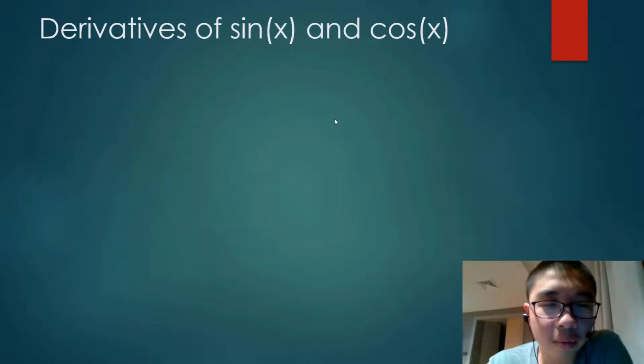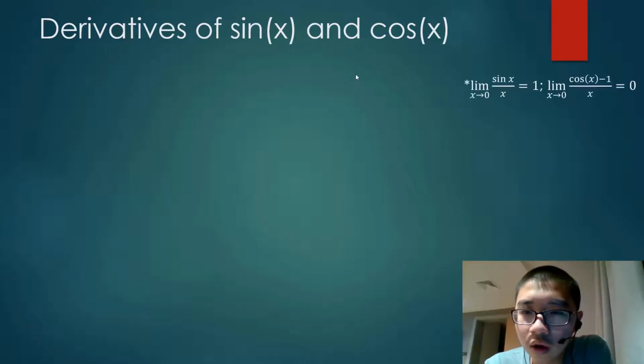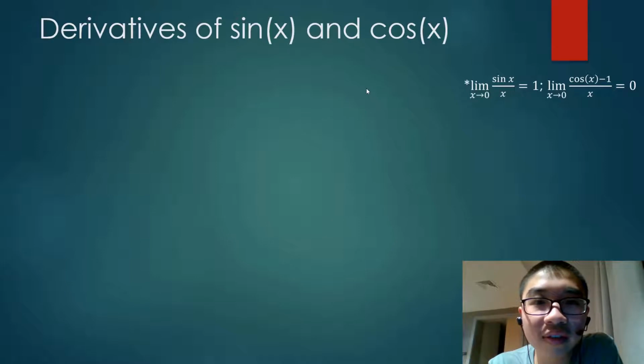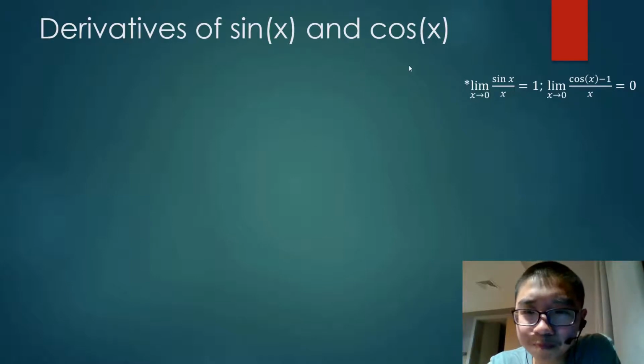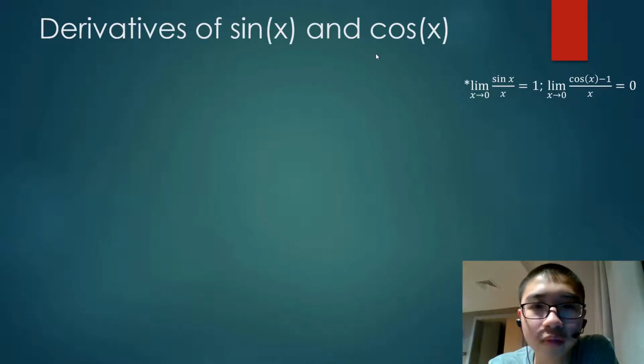So firstly, let's talk about derivatives of sine x and cosine x. We need to know two limits that are really important for us. The first limit is the limit as x goes to 0 of sine x over x is equal to 1. The second limit is the limit as x goes to 0 of cosine x minus 1 over x is equal to 0. We're going to use these two limits to evaluate the derivatives of sine x and cosine x.